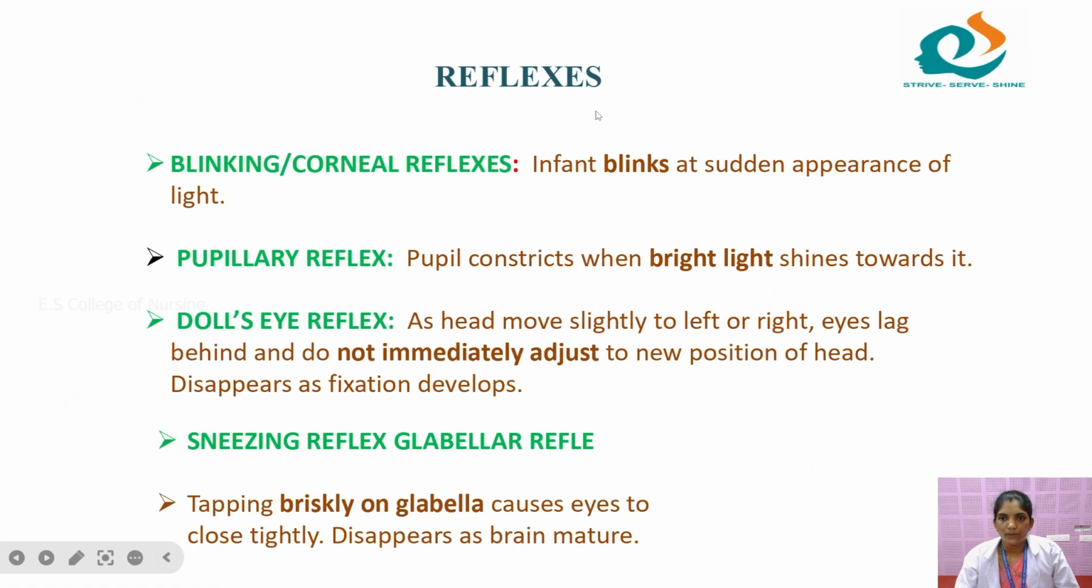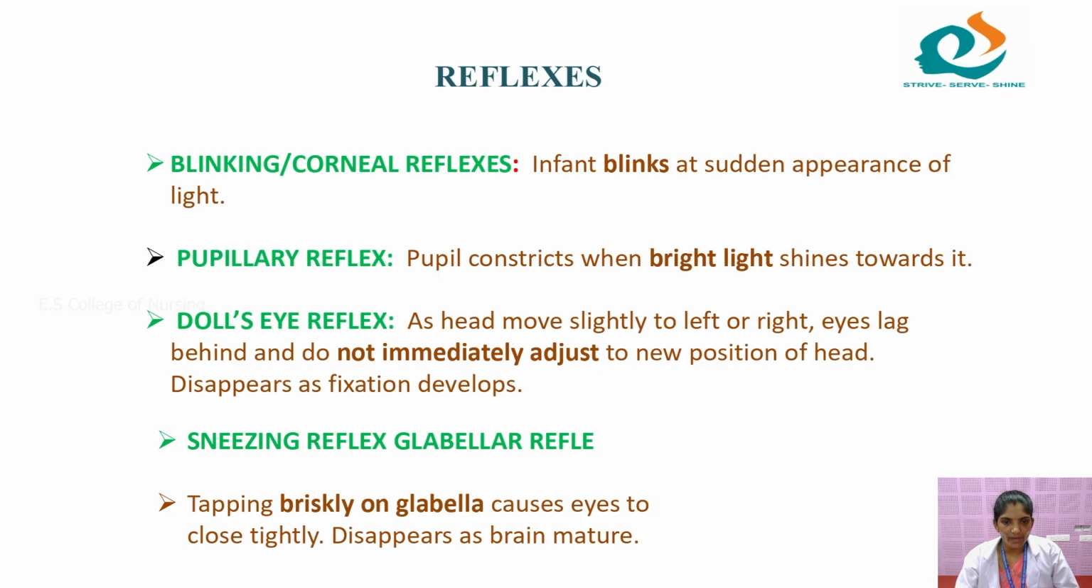Next, we will check the reflexes of a baby. So first one is blinking and corneal reflexes. Infant blinks at a sudden appearance of light. The next reflex is pupillary reflex. Pupil constricts when a bright light shines towards it.